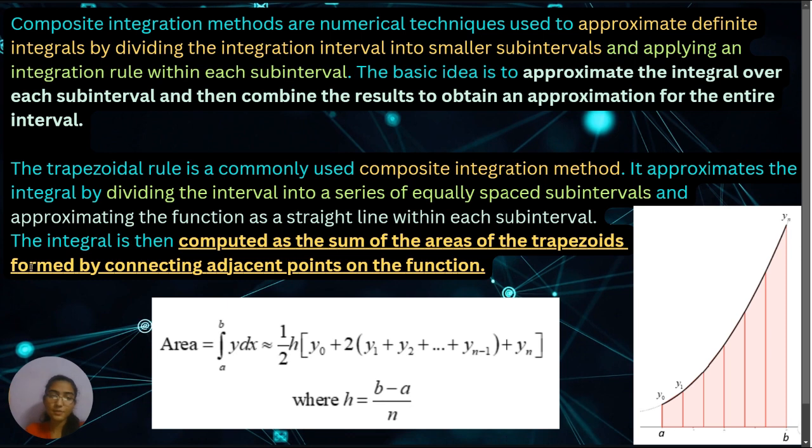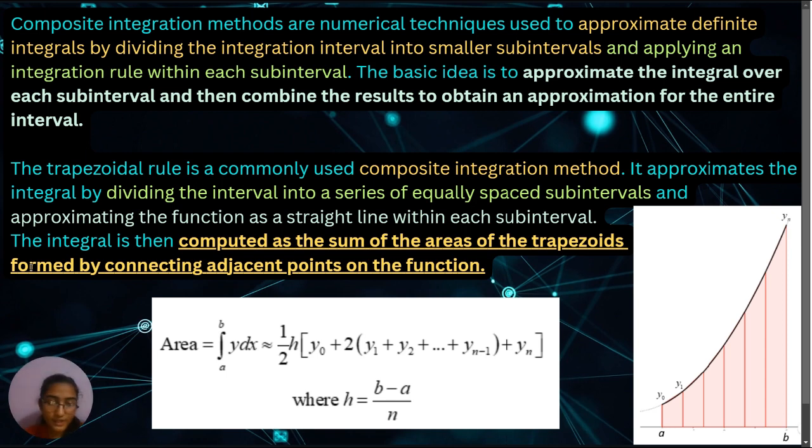The trapezoidal rule is a commonly used composite integration method. It approximates the integral by dividing the interval into a series of equally spaced intervals and approximating the function as a straight line within each subinterval. The integral is then computed as a sum of the areas of the trapezoids formed by connecting adjacent points on the function, as we can see in the graph here. It has been divided into several trapezoids, and then we will add the trapezoids.